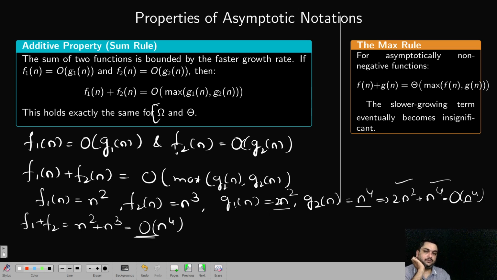It also applies for big omega and theta. That means the slow growing terms eventually become insignificant. That's what you see in the analysis framework. We ignore the small order terms.